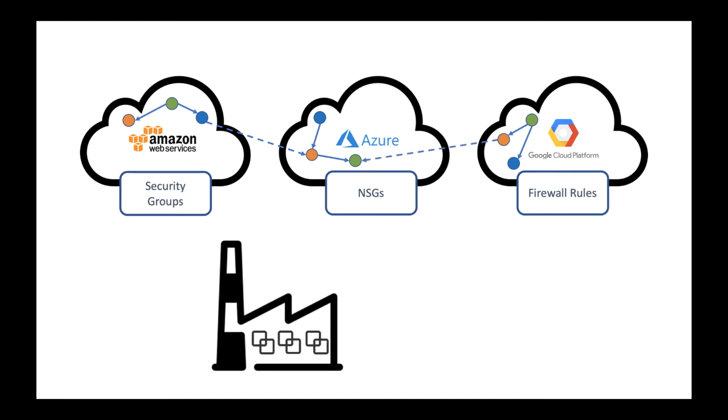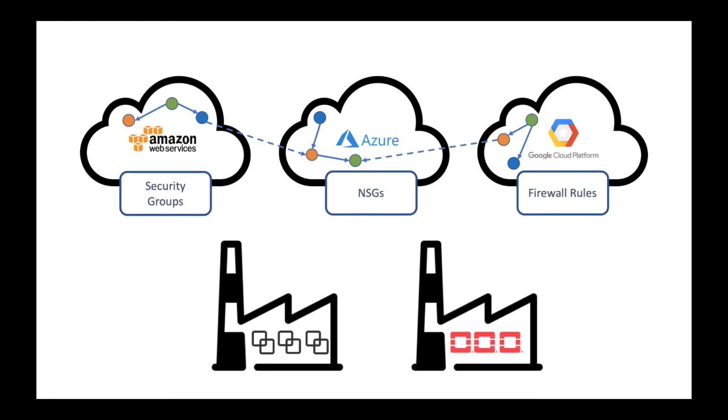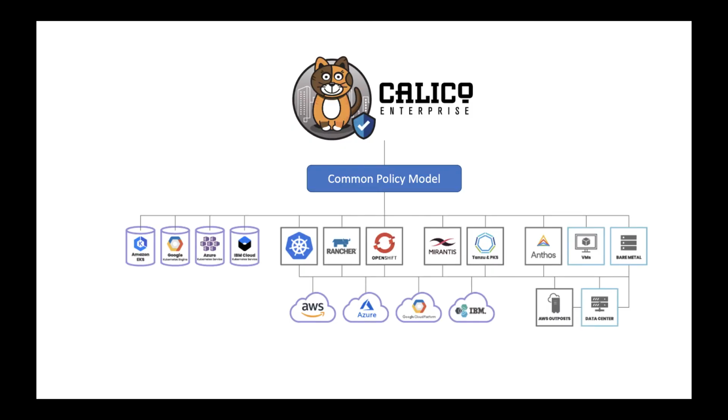If you are running a private cloud, you're going to have even more segmentation policies, such as through VMware NSX and OpenStack. These policies create a lot of overhead and introduce gaps in security that Calico Enterprise can solve. Calico Enterprise implements a single policy language that works across all clouds, on-prem, and orchestrators.